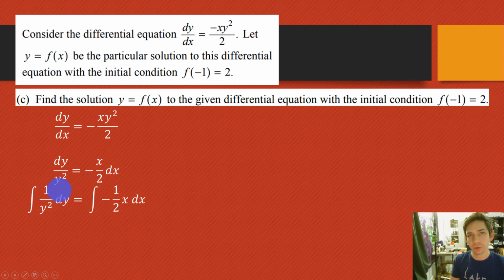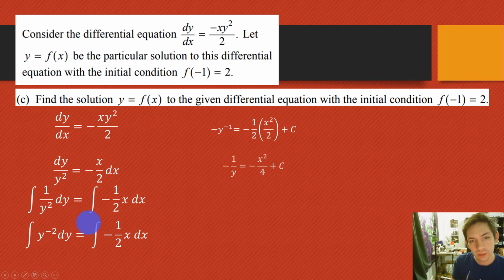I'm also going to rewrite 1 over y squared. I think you all know what I'm going to do. y to the negative 2 instead, so we can do power rule. When we integrate, find the antiderivative, we get negative y to the negative 1, and then here we get x squared over 2, leaving the constant there, plus c.